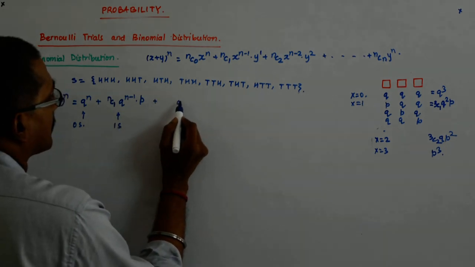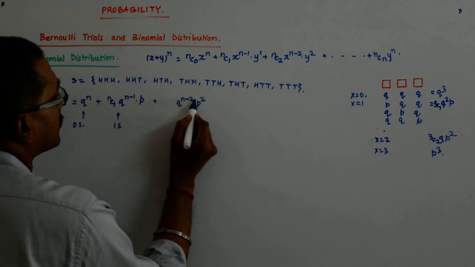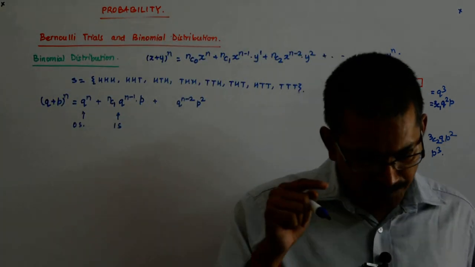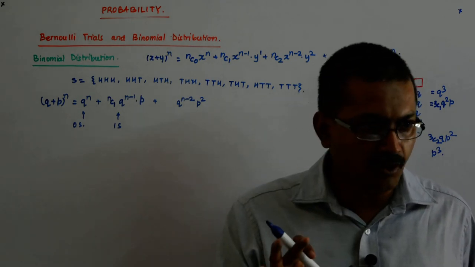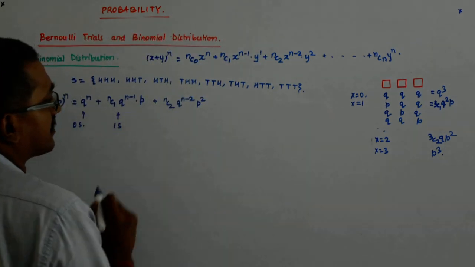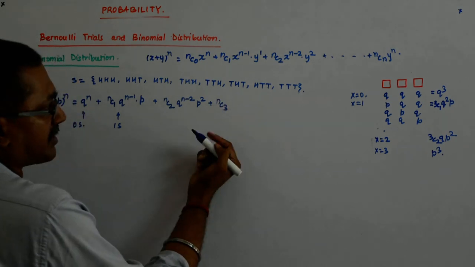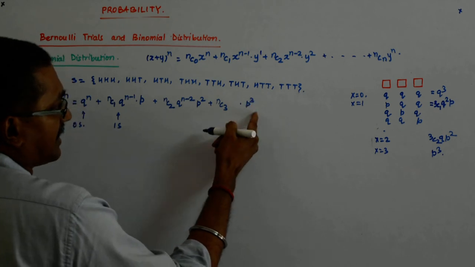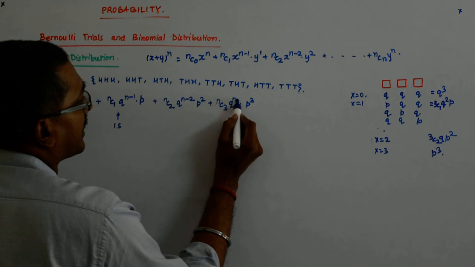Then two successes. So there will be two P's and n minus 2 will be filled with Q's. And the ones that you decide to put your P in, that is picked in NC2 ways. Again, you select any three in this, put that success. So P cube is there, and then it is Q to the power n minus 3.